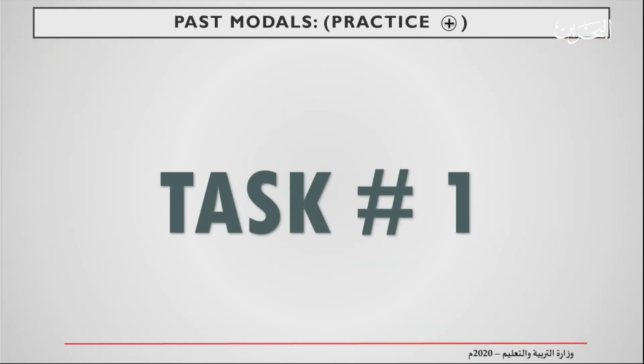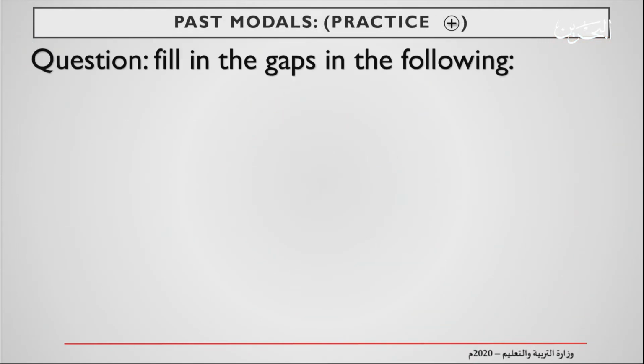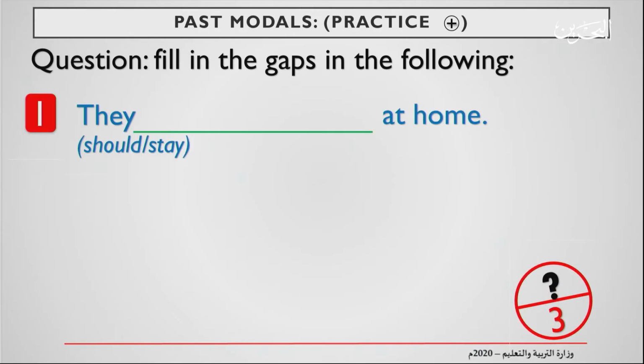So, let's jump to task number 1. Question. Fill in the gaps in the following. And you have a mark of 3. Number 1. They, gap, at home. You should use the modal and the verb between the parentheses. You have 5 seconds. Now let's check the model answer. The answer is should have stayed. They should have stayed at home. If you are correct, give yourself a mark.